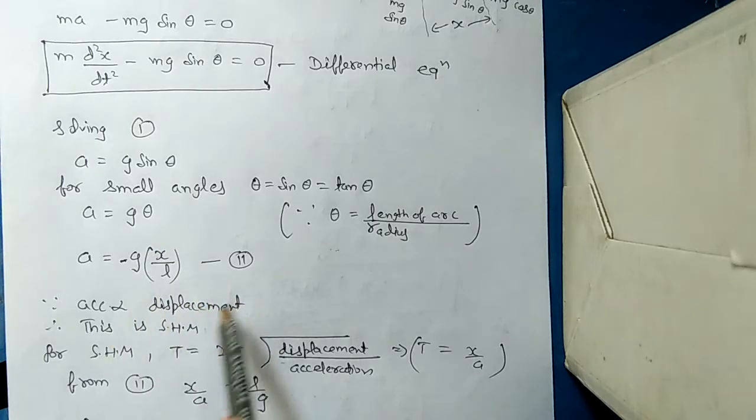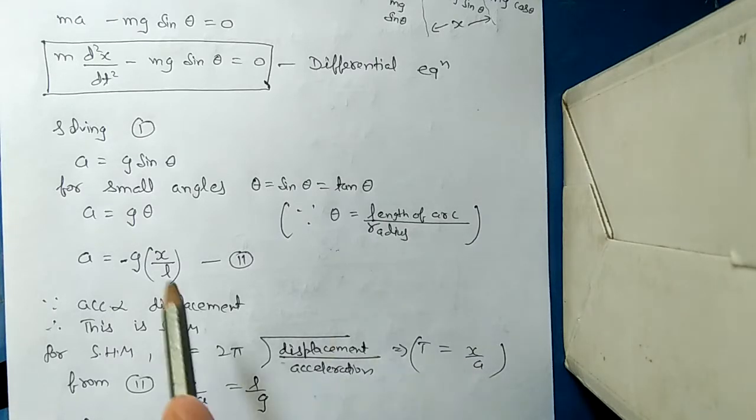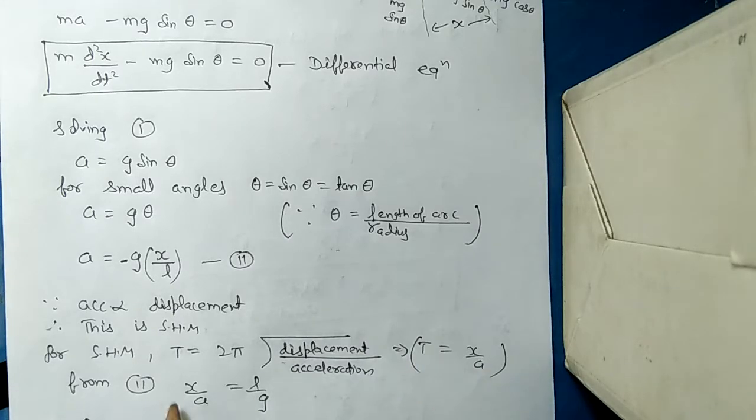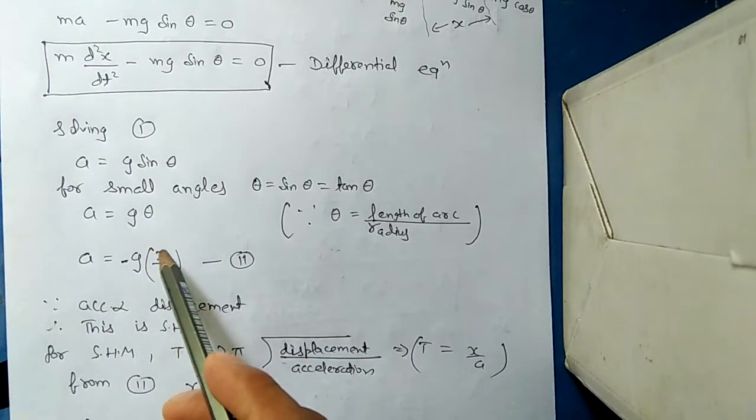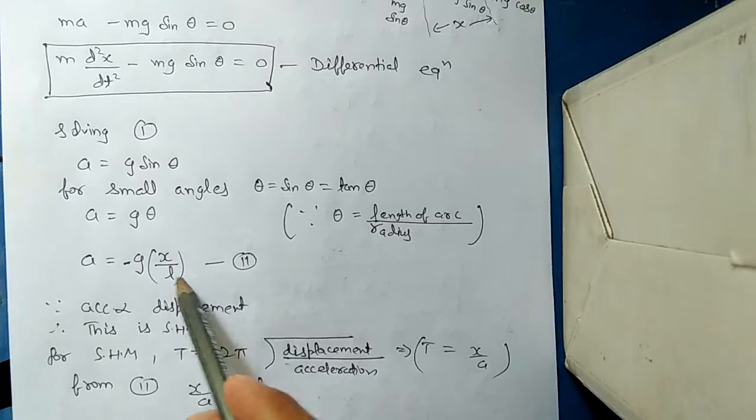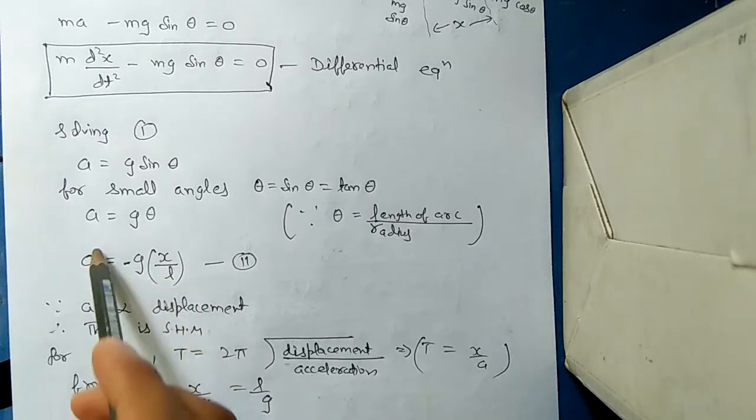So what kind of motion will it be? It will be SHM, and for SHM we have studied the time period. Time period equals 2 pi under root displacement upon acceleration. So T equal to 2 pi under root x upon A. From the second equation, x upon A equal to L upon G.